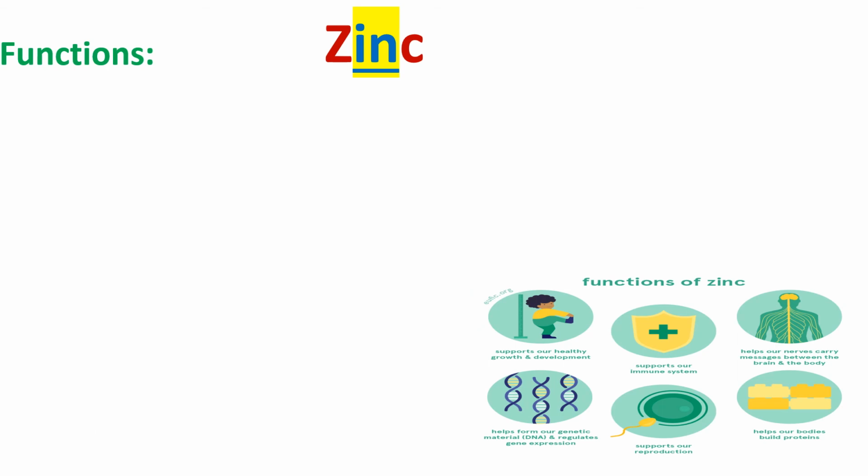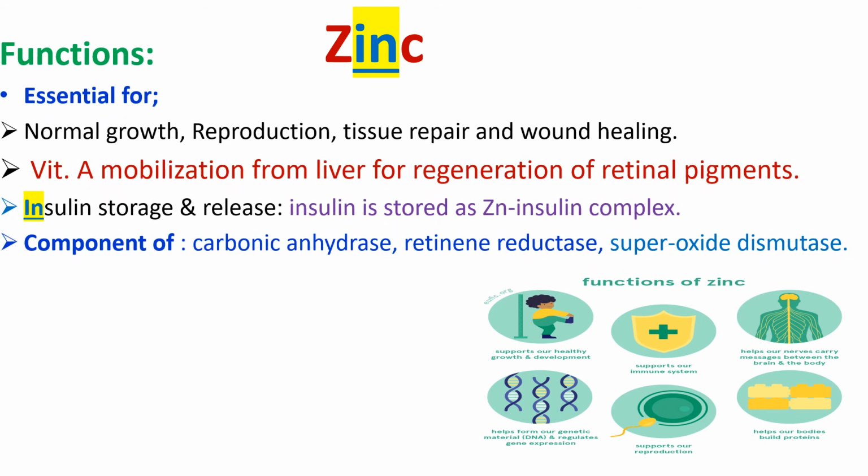Moving to zinc. Zinc is very important in normal growth, reproduction, tissue repair, and wound healing. So it's very important for normal growth and reproduction, tissue repair and wound healing. It's also important for regeneration of retinal pigments. It helps in vitamin A mobilization from the liver in order to regenerate retinal pigments, so it has an important role in vision.